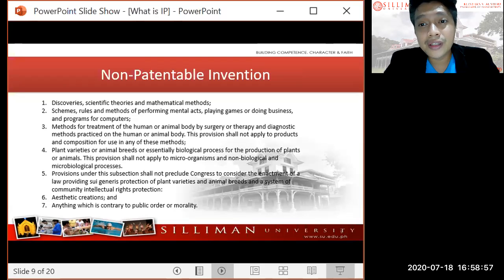Another one is aesthetic creations, which are considered non-patentable, but again, they are covered by industrial design intellectual property rights. So it's another intellectual property coverage. Another one is anything which is contrary to public order or morality. A good example of this is that it's not patentable to create a time bomb, okay?